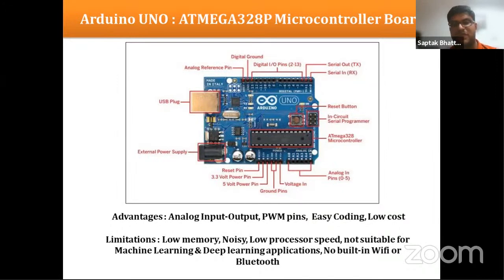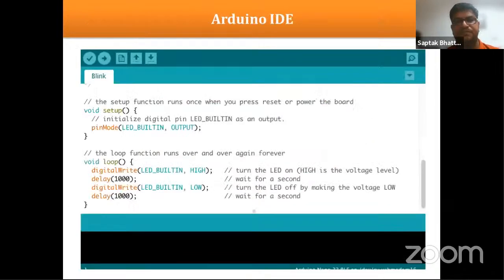No built-in Wi-Fi or Bluetooth. You have to interface Bluetooth or Wi-Fi devices in order to make it wireless, but it can be used as a low-cost data acquisition device with easy coding. So I will be using this Arduino Uno as a data acquisition device, with which I will interface the accelerometer sensor, and the Arduino Uno will take the sensor data and will send the data to the computer, which is running the AR application, which I have developed in Unity 3D. So there is serial communication between Arduino Uno and the computer running Unity 3D.